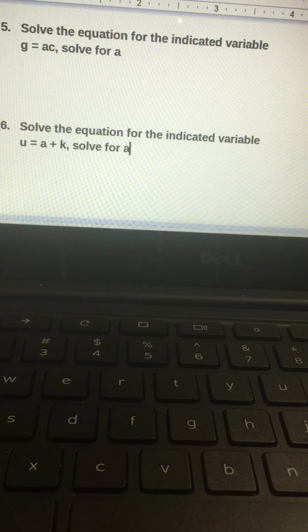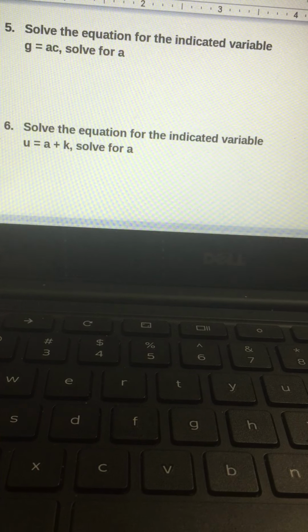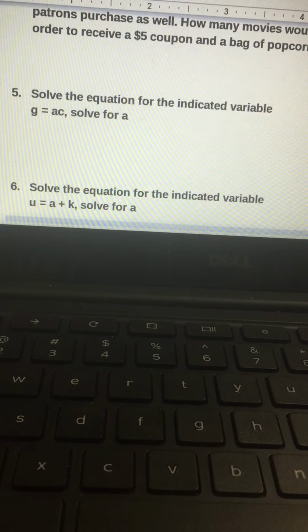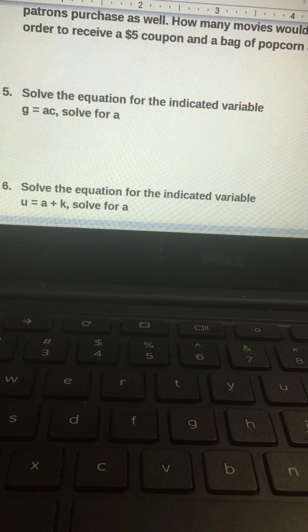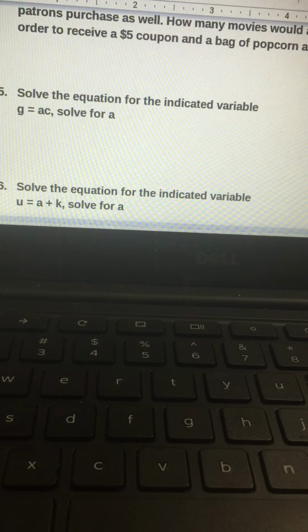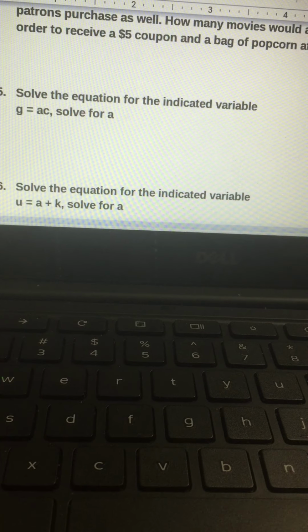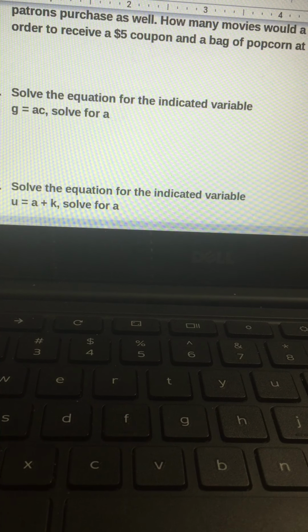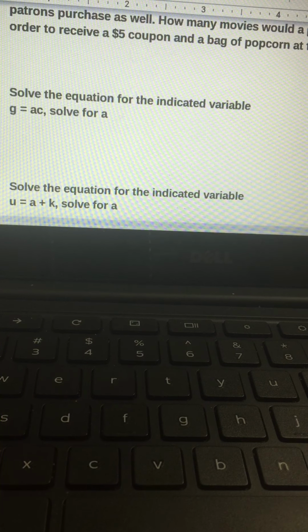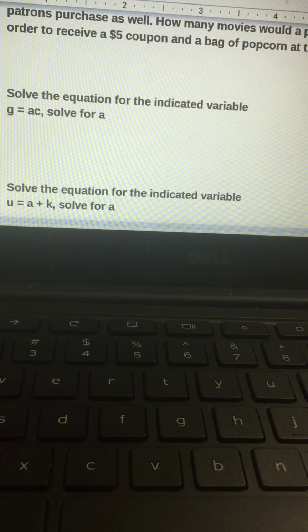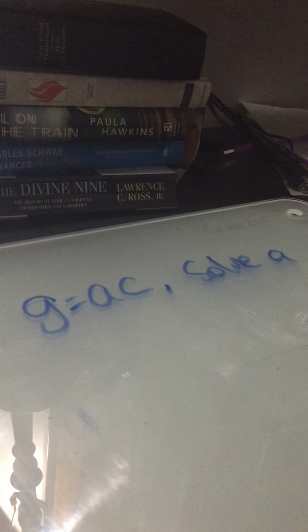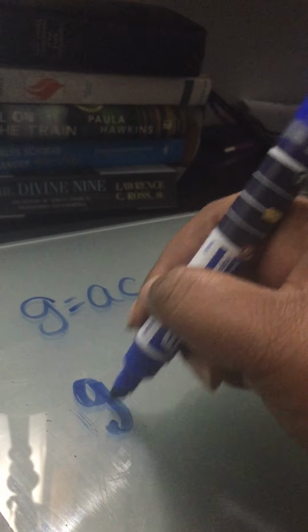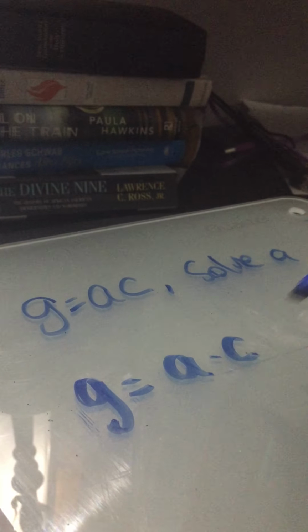All right, so for number 5, you are going to solve an equation which is made up of just variables. So let's look at question number 5. Question number 5 says you have G is equal to AC, and you're going to solve for A. All right, so let's solve for A. So I always write my equation again. G is equal to A times C.